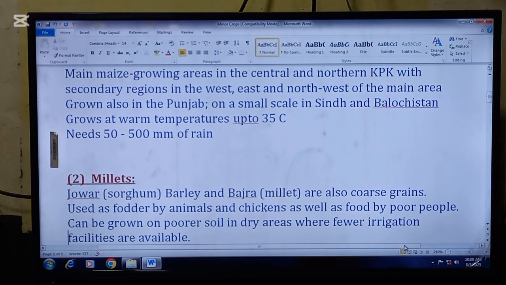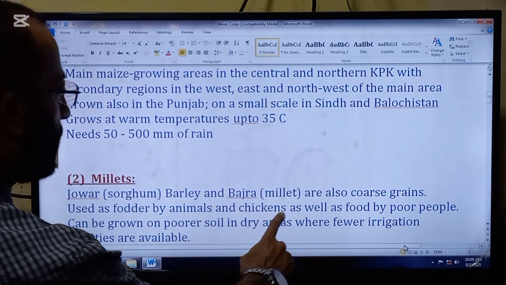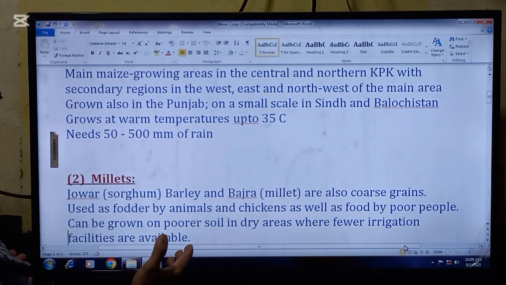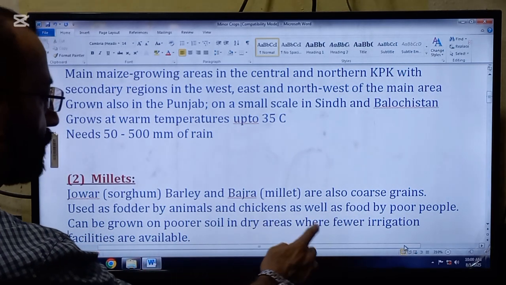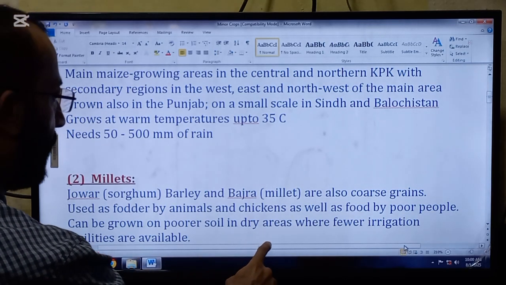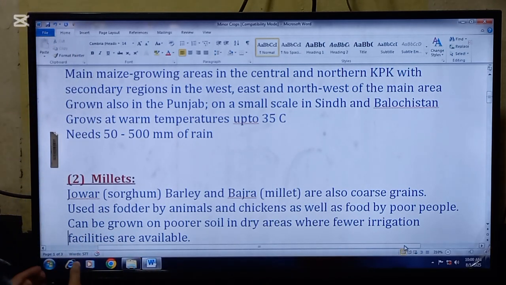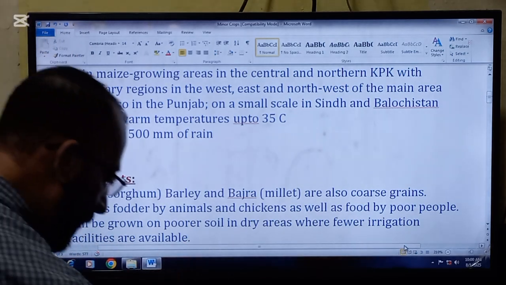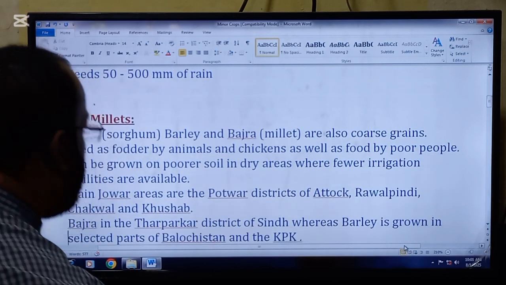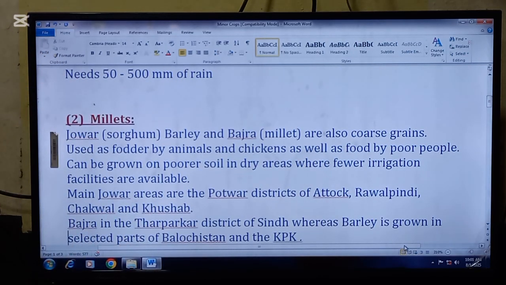The next thing that we are going to read in the lecture is the millets. Jawar, that is sorghum, barley and bajra, that is millet, are also coarse grains used as fodder by the animals and chickens as well as food for the poor people. Can be grown on poorer soil in the dry areas where fewer irrigation facilities are available. So it means less water is required for the growing of the millets.